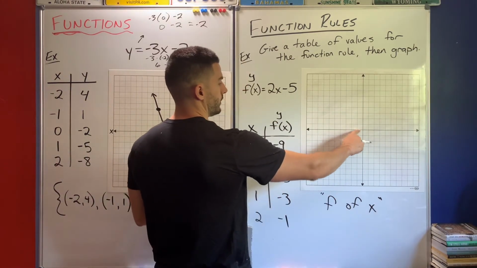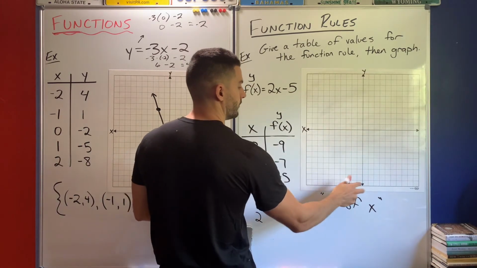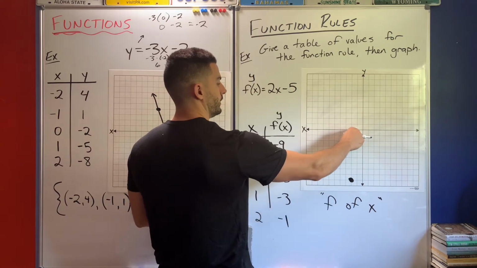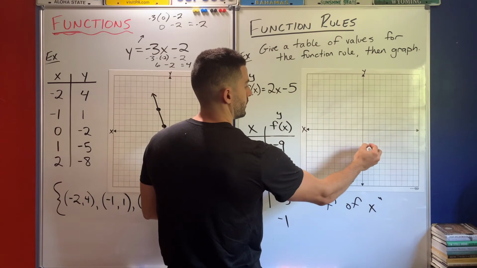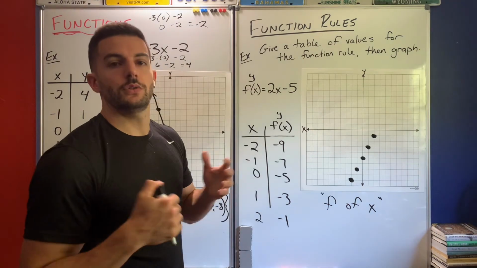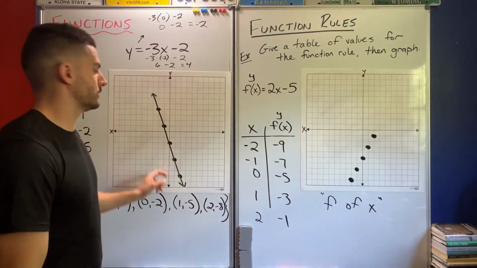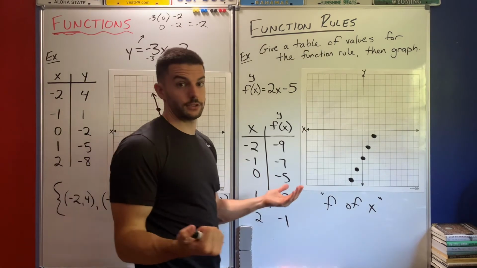So I do that, again, x and y-axis here. So (-2, -9) would be down here. (-1, -7), (0, -5), (1, -3), and (2, -1). So again, you notice for this one, hopefully, a straight line, right? Straight line, just like this one was, okay? So that's great, that's awesome.